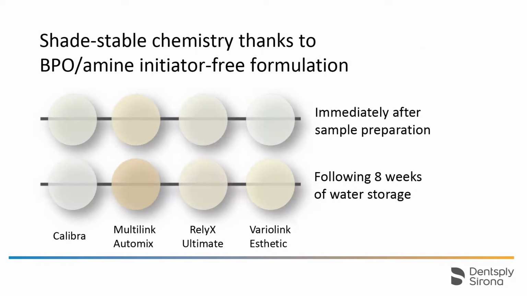In a test on shade stability, samples of a range of resin cements were prepared and light cured. The aged samples were stored in 37 degrees Celsius distilled water for 24 hours and 60 degrees Celsius distilled water for 8 weeks. The comparison of aged versus unaged samples shows significant discoloration of some of the competitor cements. There is only very slight alteration of the shade of Calibra.